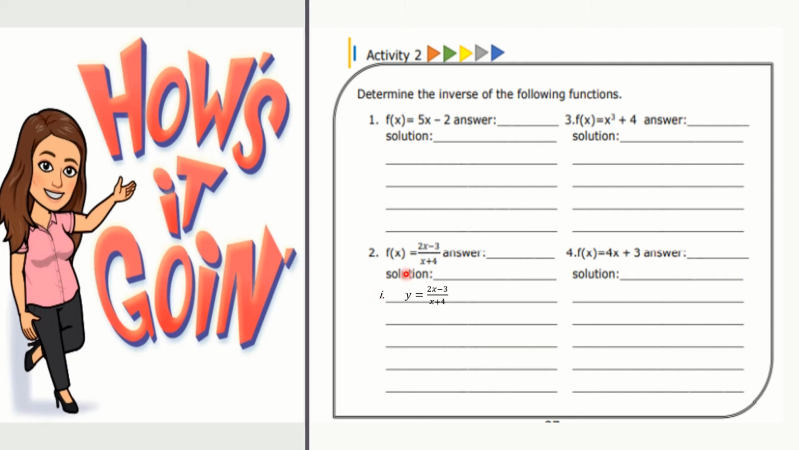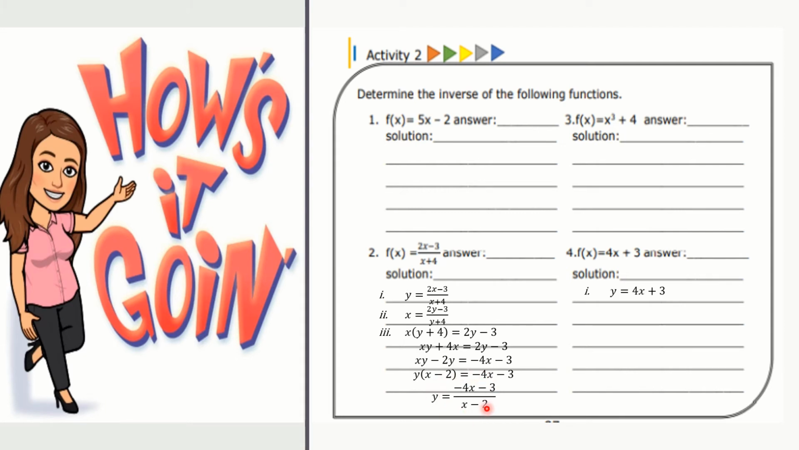All right, first step, y is equal to (2x minus 3) over (x plus 4). Step 2, this becomes x equals (2y minus 3) over (y plus 4). Step 3, multiplying both sides by the least common denominator y plus 4, we get x times (y plus 4) equals 2y minus 3. Distributing x, we have xy plus 4x equals 2y minus 3. Isolating the terms with y on the left side, we have xy minus 2y equals negative 4x minus 3. Factoring out y, we have y times (x minus 2) equals negative 4x minus 3. And lastly, we have y equals (negative 4x minus 3) over (x minus 2). This is now our inverse function.